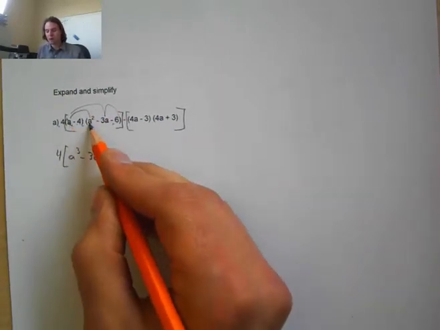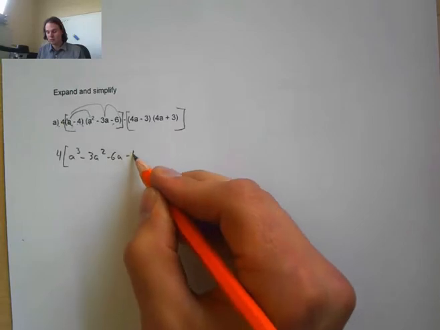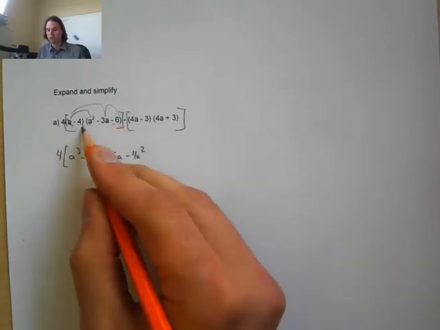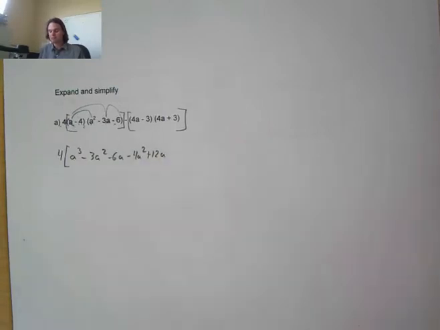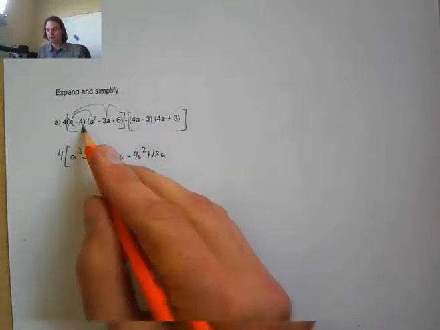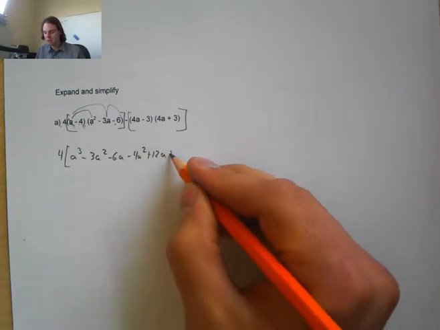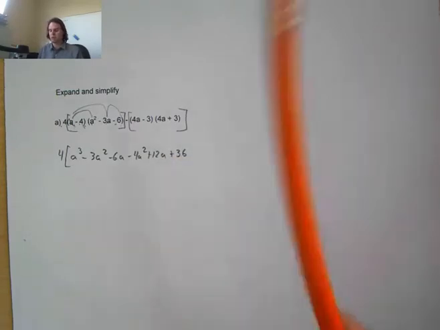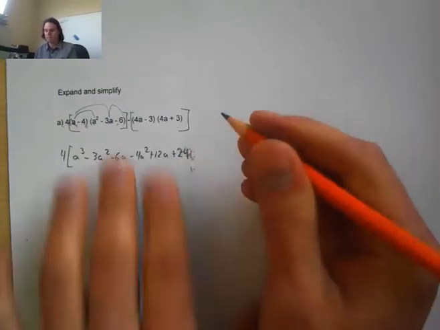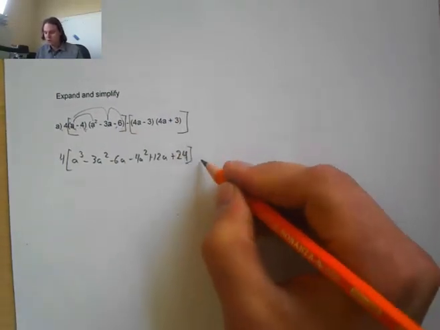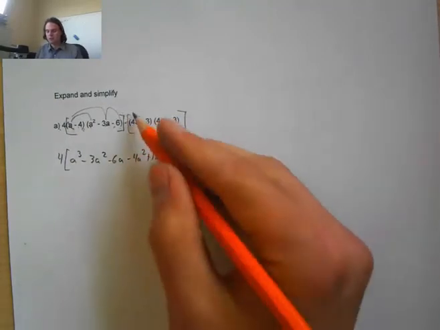Negative 4 multiplied by a squared is negative 4a squared. Negative 4 multiplied by negative 3a gives me plus 12a. And then I have to go negative 4 multiplied by negative 6 is plus 36. Or not 36, plus 24. I don't know what I was thinking there. Plus 24. All right?